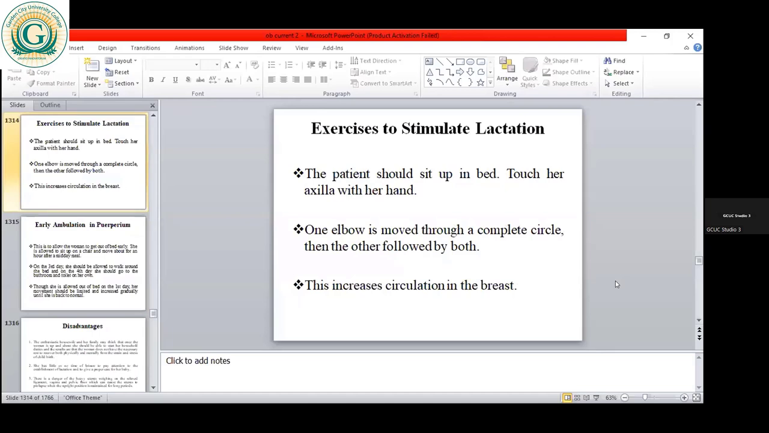We have another exercise that promotes lactation. The patient should sit up in bed and touch her axilla with her hand. So you sit up in bed, you touch your axilla with one hand, and the elbow is moved in a circular form. Once you are moving your elbow in a circle, the breast in that area will be stimulated to produce more milk. This increases circulation in the breast and helps in lactation of the mother.